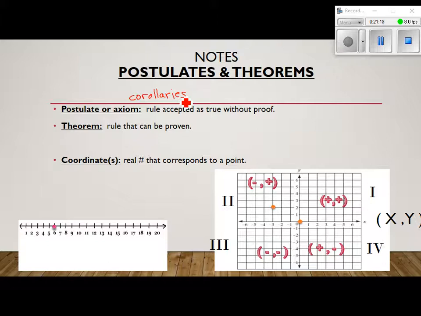Coordinate system, we talked about that last time, right? We're not going to go back over that. Everybody remember that? What's that point right there called? Origin. Quadrant 1, quadrant 2, quadrant 3, quadrant 4.